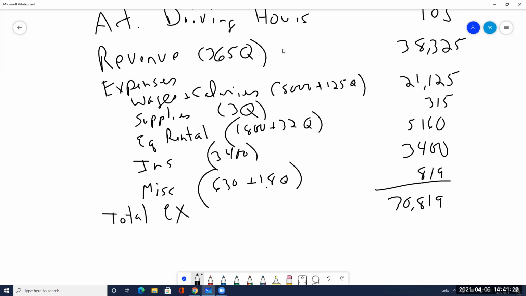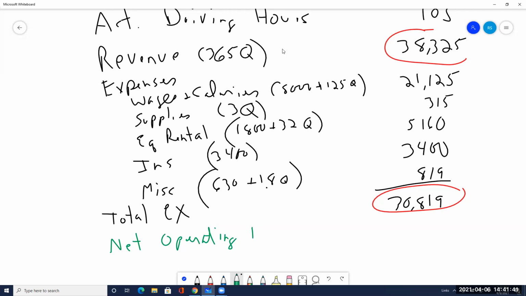And if I really had done it a little bit, so I'm going to take that 38,325 minus the 30,819 to get my net income. And they called it operating income, so we'll go with that. And that's 7,506. So that is how we go ahead and flex a budget.